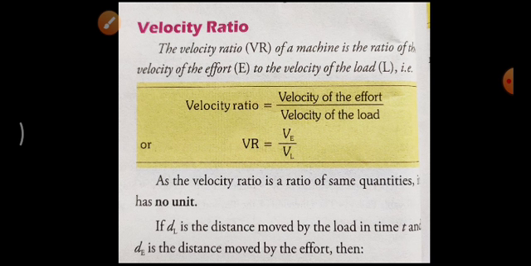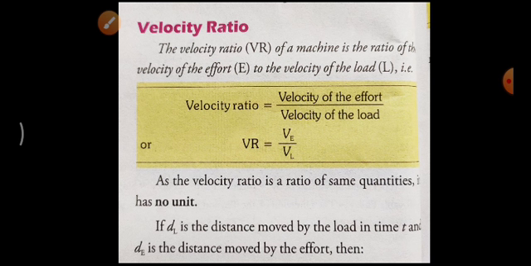So let's start. The velocity ratio VR of a machine is the ratio of the velocity of the effort to the velocity of the load. Obviously we are applying some force on the machine. That force is called effort. So some velocity will occur in the effort part, and after applying that effort, the machine will overcome the load, so velocity will be produced in the load part also. So velocity ratio is nothing but the velocity of the effort divided by the velocity of the load. That is VR is equal to VE divided by VL.